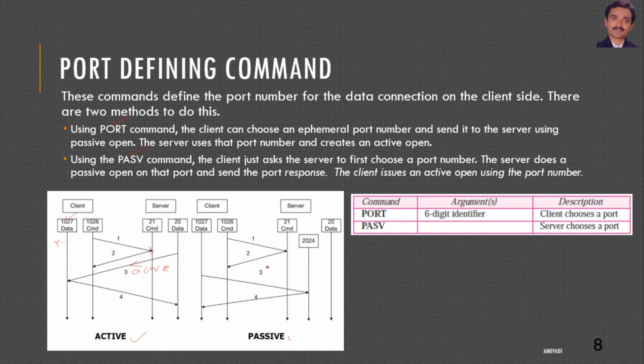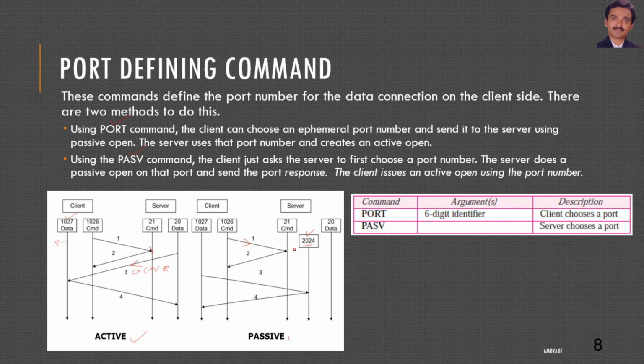In the second case, using the passive command, the client just asks the server to first choose a port number. The server does, and the server selected a port. Here you can see the server selected port number 2024 instead of 20 for the data connection.